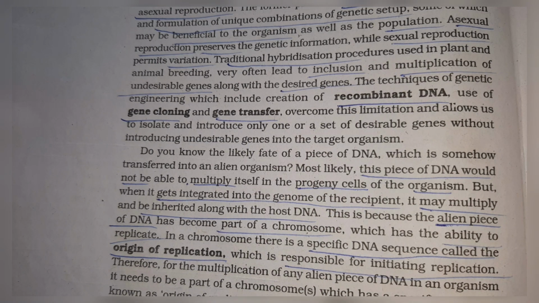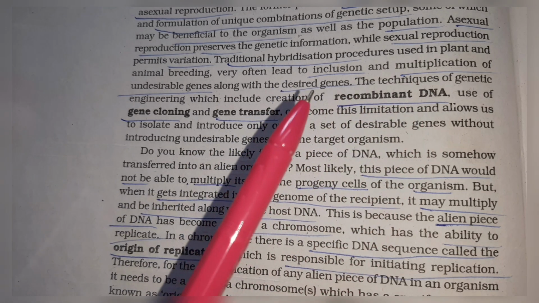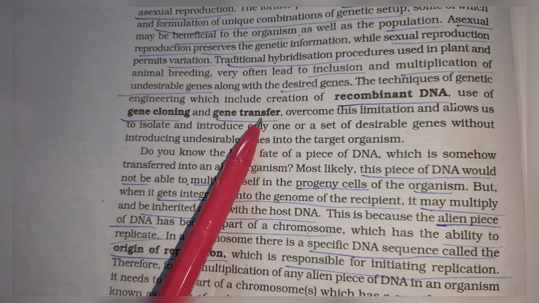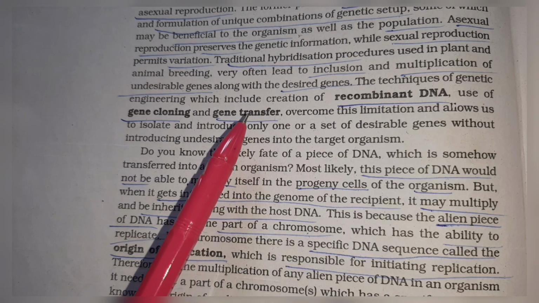into the target organism. So, the biggest advantage of recombinant DNA is gene cloning or gene transfer, in which we can transfer the desirable set of genes only. For example, in a plant, we want that plant to produce green seeds, but the plant is producing green seeds along with yellow seeds. If we apply this recombinant DNA technology, which involves gene cloning and gene transfer, we can allow the plant to produce only green seeds.